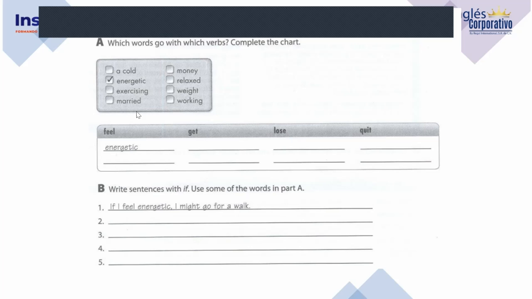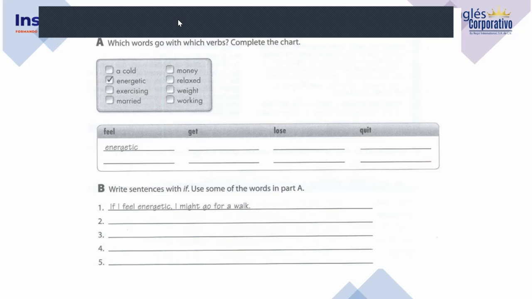And with the vocabulary that is in exercise A, like the example, if I feel energetic, I might go for a walk. So first of all, you need to order this vocabulary according to the verb. And then based on this information, you need to make sentences using if. Don't forget, with the if clause, you need to use simple present. And then with the other one, you can use future or modal verbs like might or may.